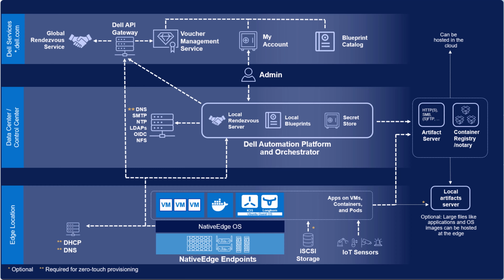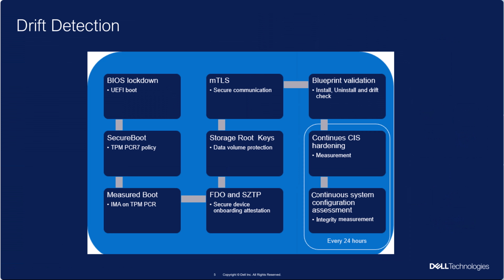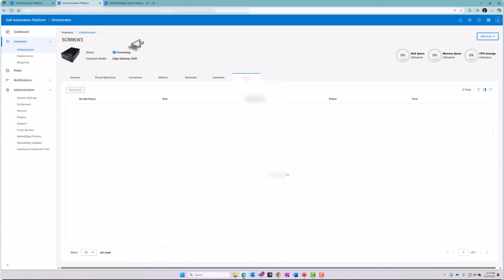All communications are initiated by the endpoint and are never passively received. The orchestrator only accepts connections on port 443 using HTTPS, and beyond onboarding, all connections are protected with mutual TLS encryption. NativeEdge continuously monitors configuration drift, validating compliance of security best practices and CIS benchmarks. Regular self-assessments ensure every component adheres to hardened security standards throughout the device lifecycle.